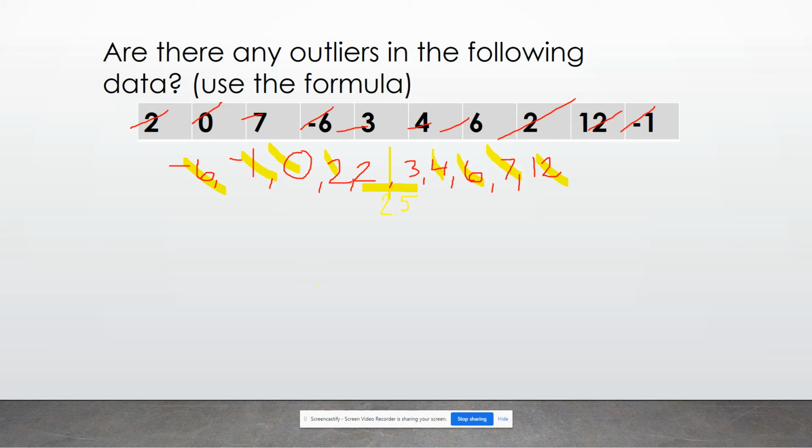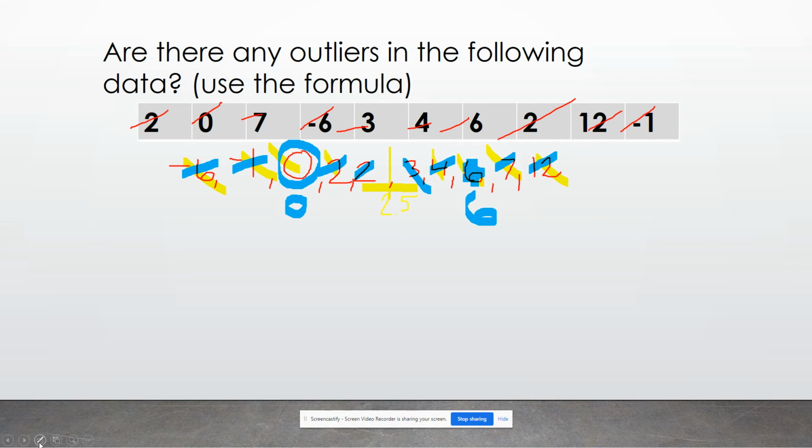2.5 is my quartile 2. All right, and now we're going to look at quartile 1. So we cross, cross, cross, cross. We're looking at 0. So 0 is my quartile 1. And then we cross, cross, cross, cross. And we're looking at 6 as my quartile 3.